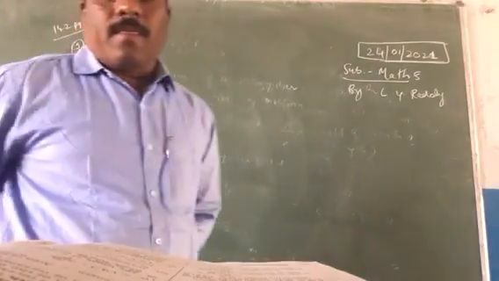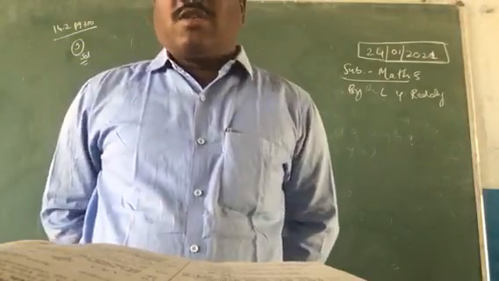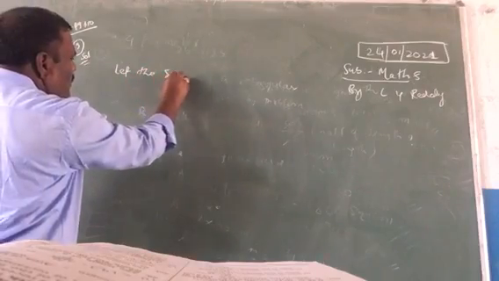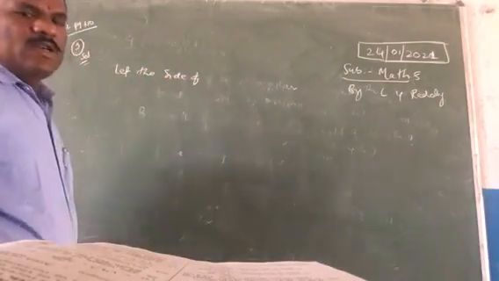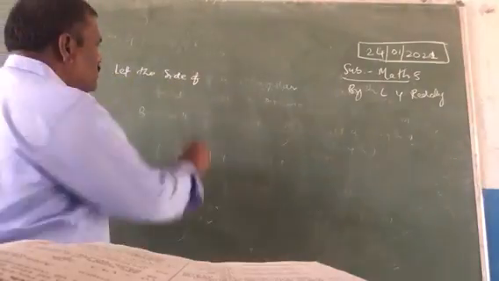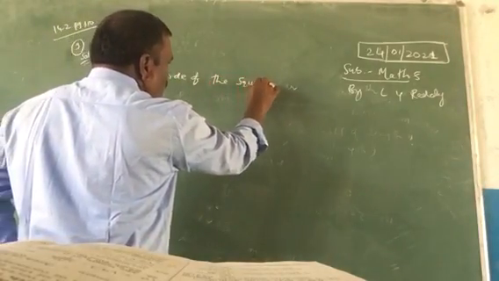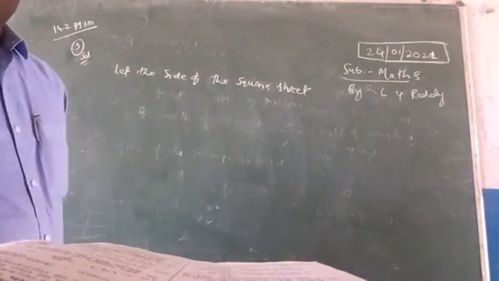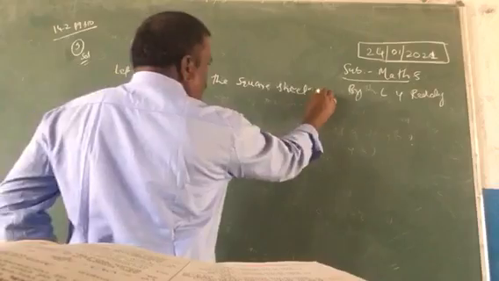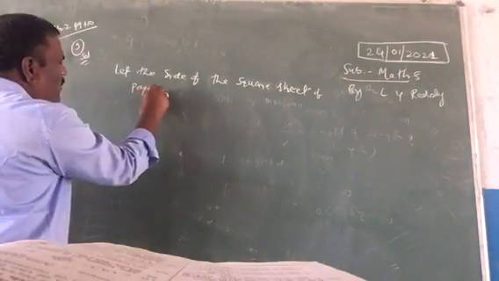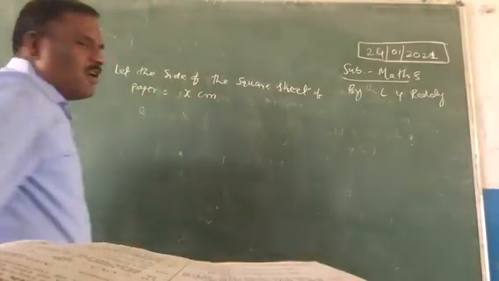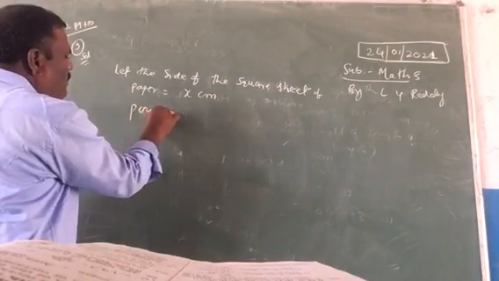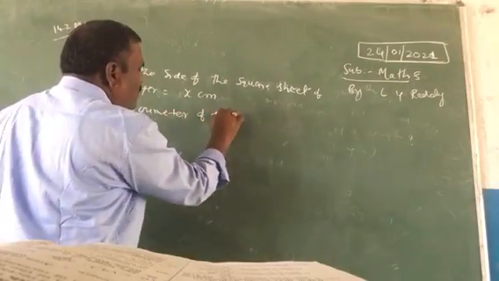Solution 5. Now, let the side of this square sheet of paper equal x centimeters, because we have to take x. Perimeter of the sheet of paper.